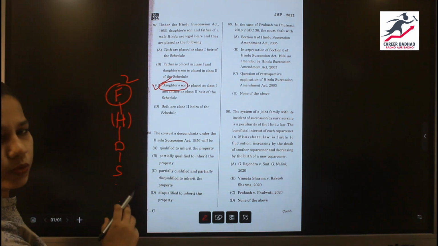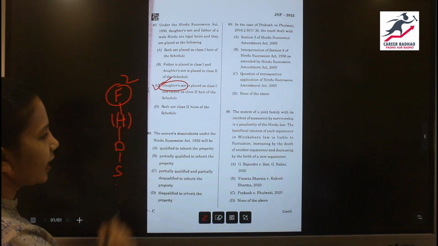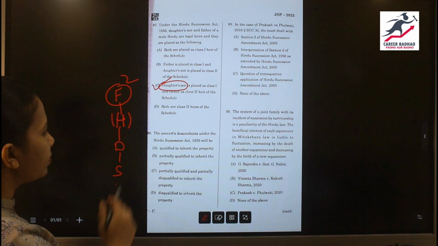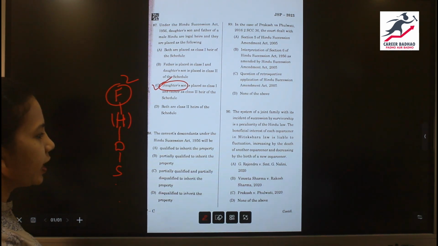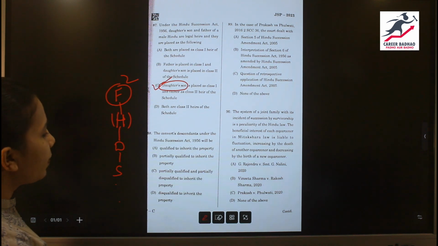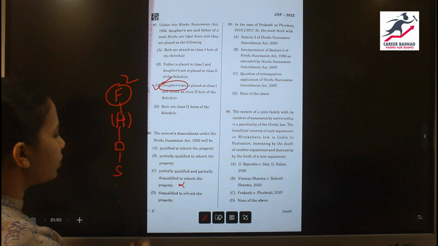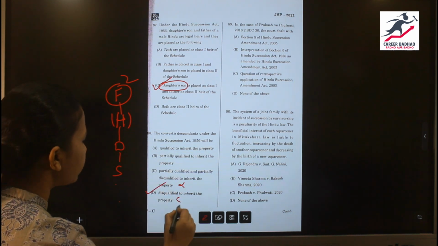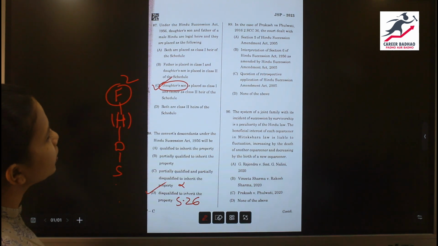Let's now move to question number 88. The convert's descendants under the Hindu Succession Act 1956 will be: option A, qualified to inherit the property; option B, partially qualified to inherit the property; option C, partially qualified and partially disqualified; option D, disqualified to inherit the property. Yes, this is a direct question. This is from Section 26 of the Hindu Succession Act. Now let's move to question number 89.